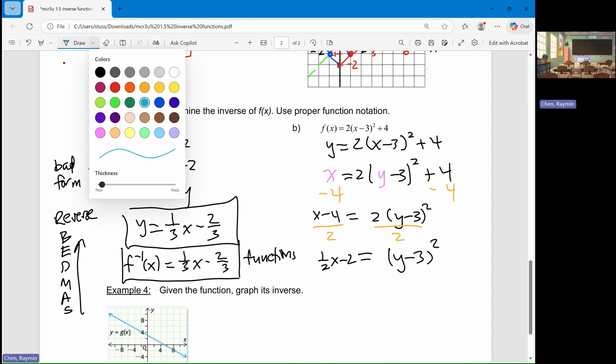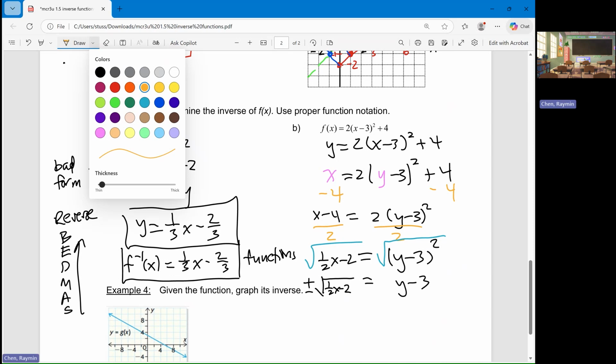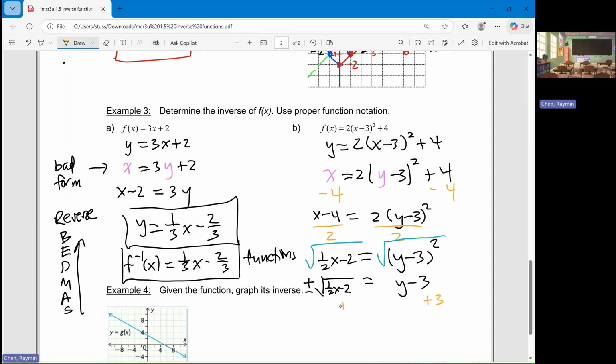Here's the key part. From grade 10, a lot of you remember the opposite of squaring, and that's why we reviewed it earlier in the video. The opposite of squaring is square rooting. So we square root both sides. And the key thing is, when you square root an equation, yes, on the right-hand side we get y minus 3, but on the left-hand side what we get is plus or minus the square root of half x minus 2. Finally, to move that negative 3 back over to the other side, the opposite of subtracting 3 is adding 3 to both sides.